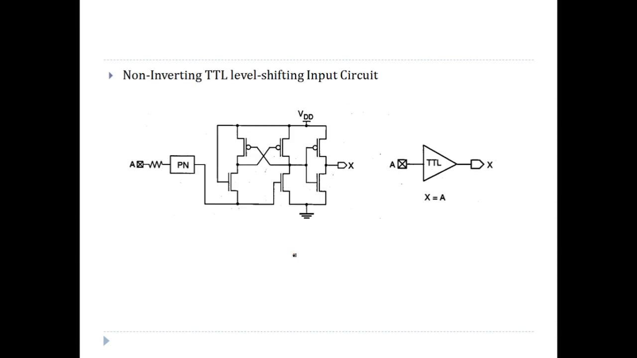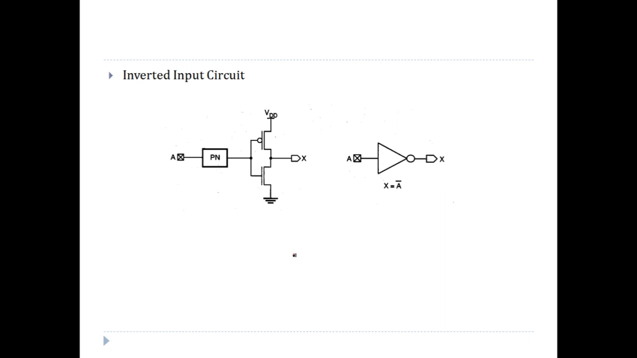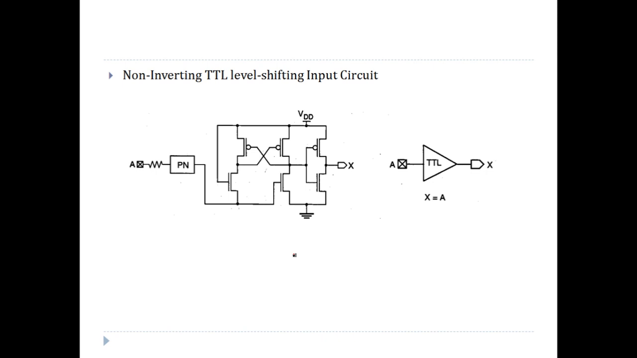And then the next simple circuit is the non-inverting TTL level shifting input circuit. One limitation is that here the output X was the inverted version of input A, right? So your logic has to be designed accordingly. Now this can be overcome by connecting another cross-coupled MOSFET connection or MOSFET circuit before the inverter circuit.